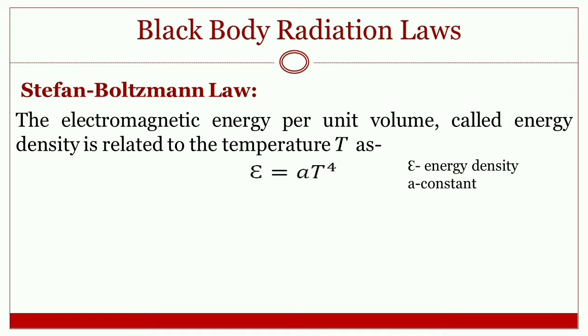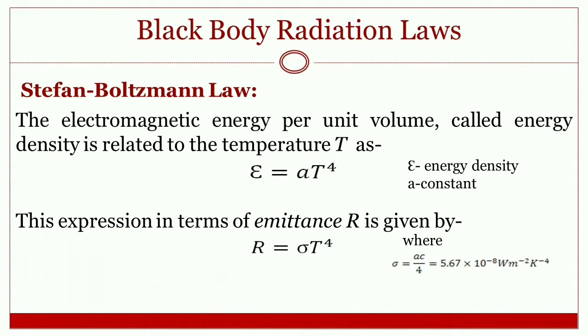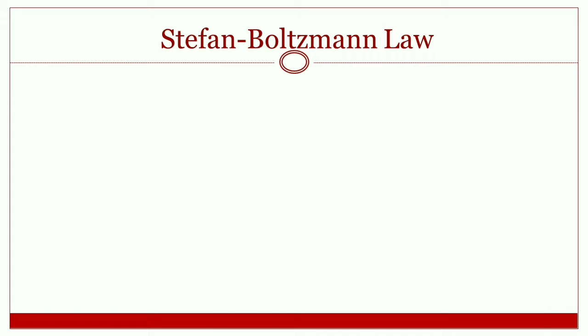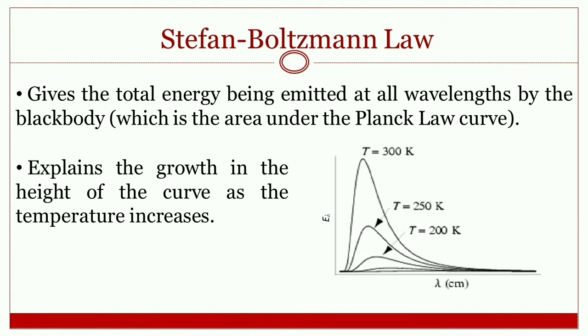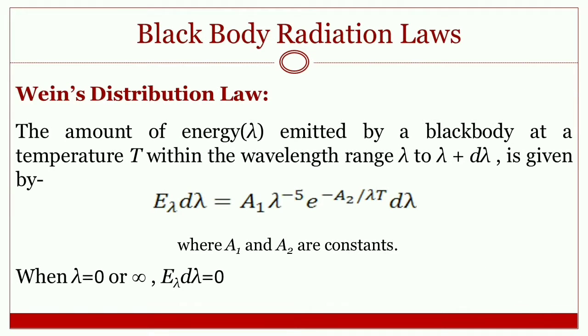Now, Stefan-Boltzmann law. They studied the relationship between energy per unit volume, which is known as energy density, and temperature. This expression in terms of emittance R is as given in the formula. It gives the total energy emitted at all wavelengths by the body, given by the area under the curve. This law explains the change in intensity with temperature.